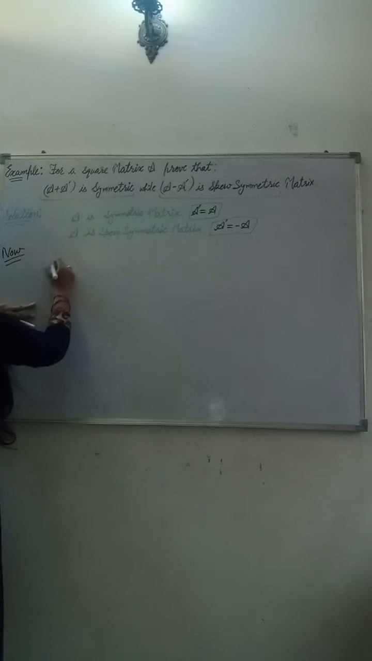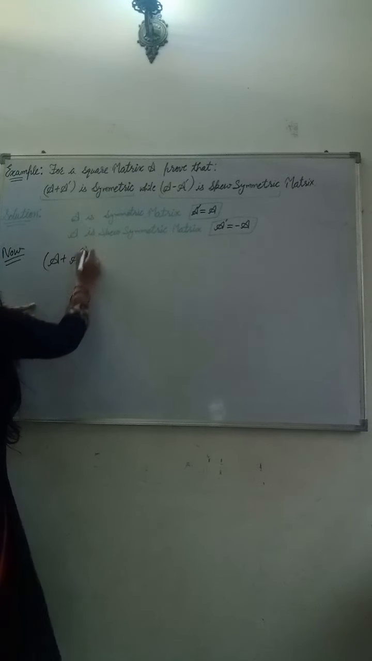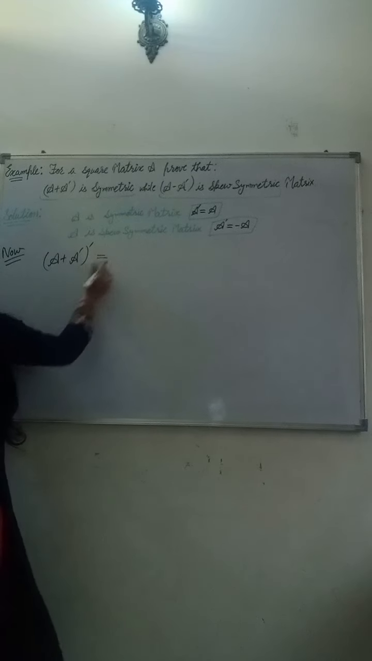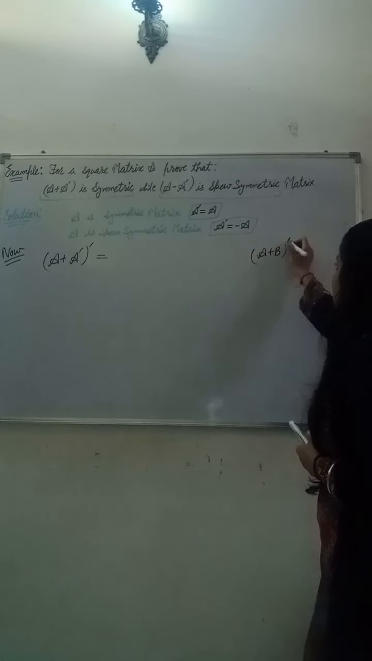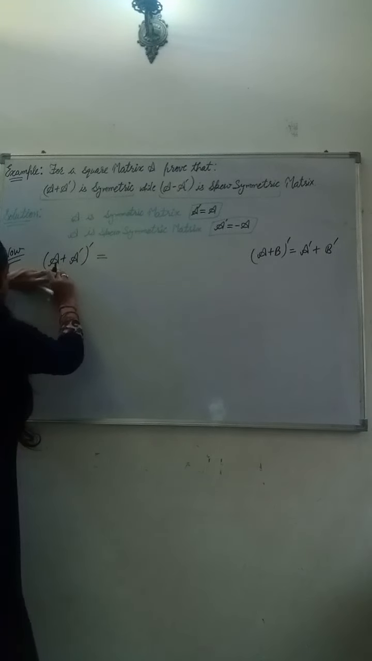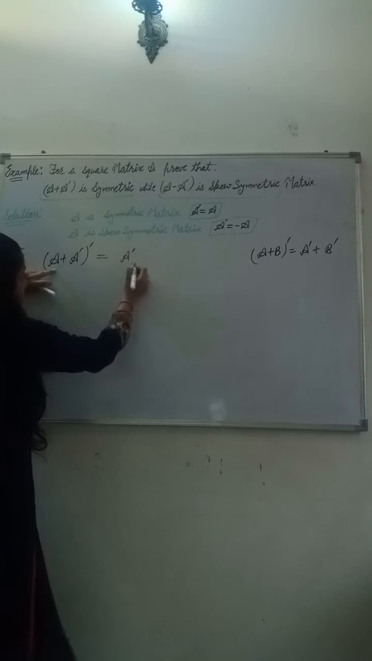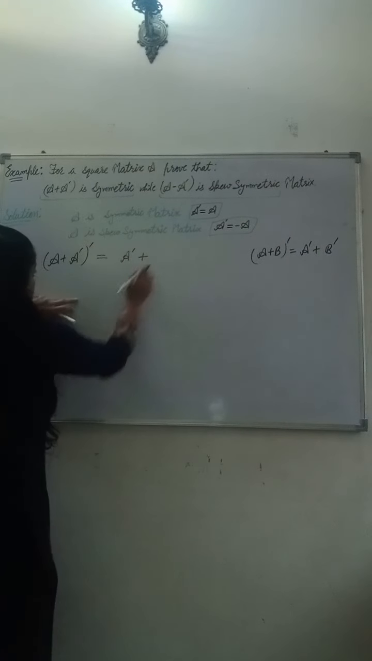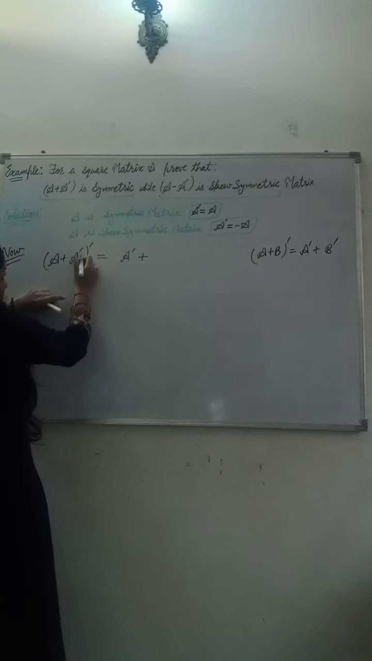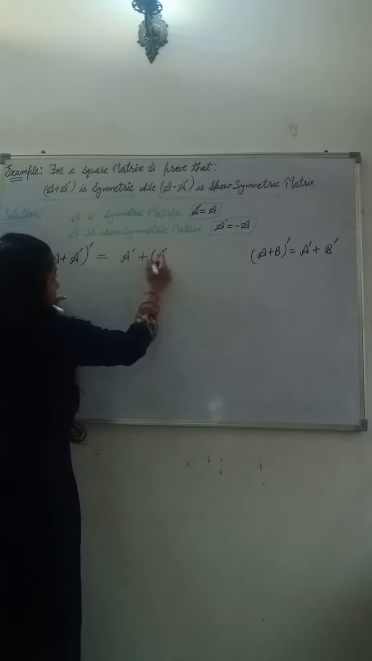Firstly take its transpose, A plus A dash, the whole transpose. Now how can I solve it? Now I know the property of transpose: A plus B whole dash is equal to A dash plus B dash. Just use this property on this. According to this, put the first element here and take its transpose, put an addition sign, then take the second element and its transpose. Here the second element is A dash. Now take its transpose.